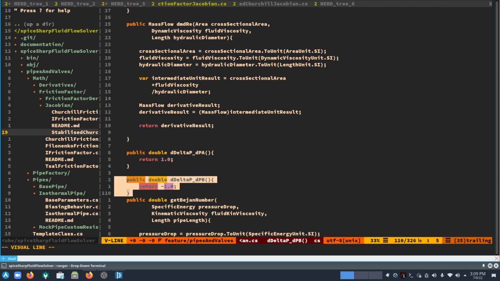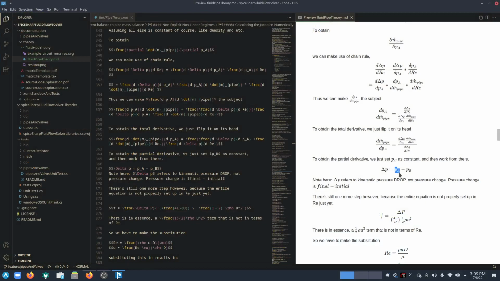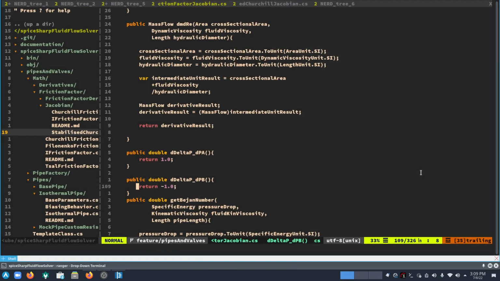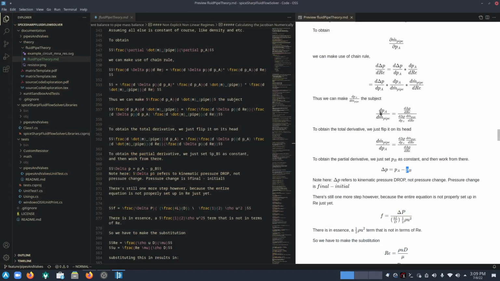And likewise for dΔP/dPB, I differentiate this equation with respect to the pressure at B, the kinematic pressure at B. I assume A is independent of B, so this term drops to 0, and this term becomes -1. So that's how I get the -1 here. And voila, I have all my 3 terms here: dΔP/dPA, dm/dRe, and dΔP/dRe.